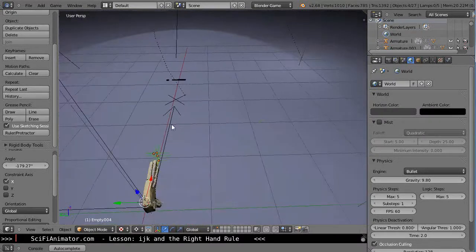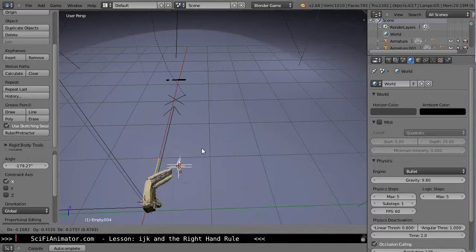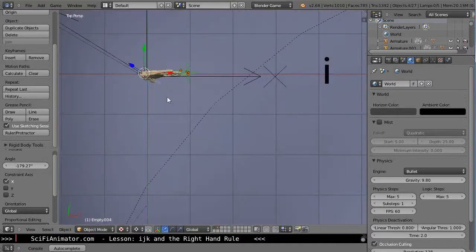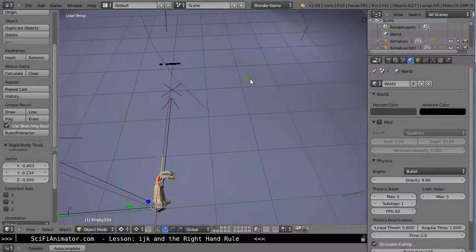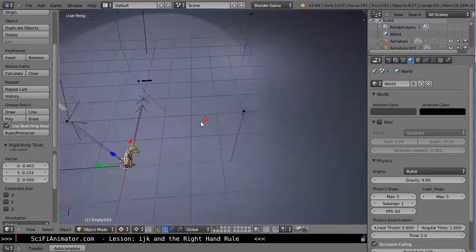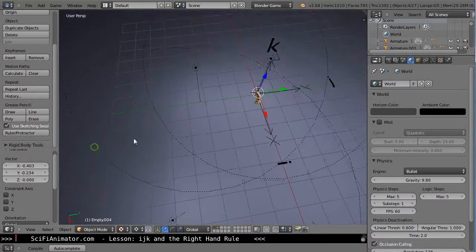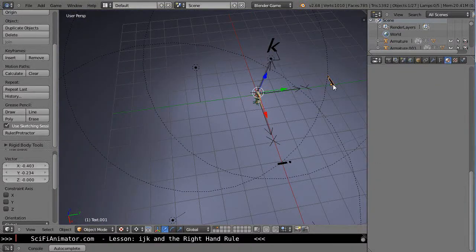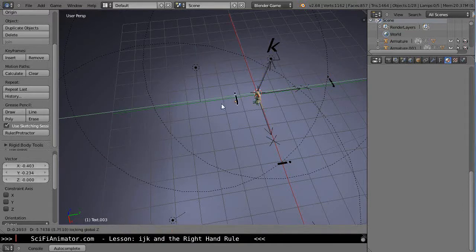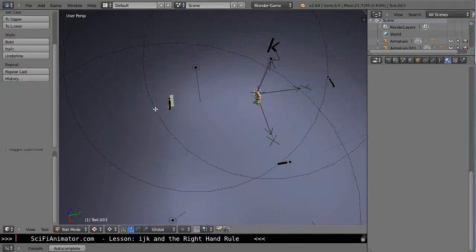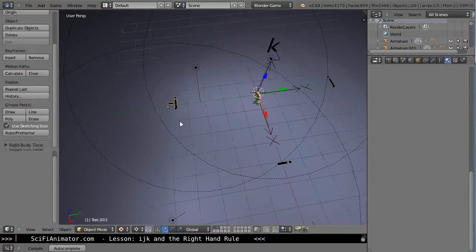So I'm going to do G. I better do it from above. G. All right, there I am. I'm curling them towards negative J, which is going to be over here. I'll give you a negative J there. Shift D, and then G, shift Z, and I'll just tab that real quick. There you go. There's your negative J.